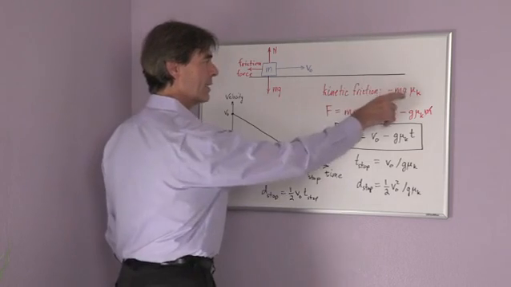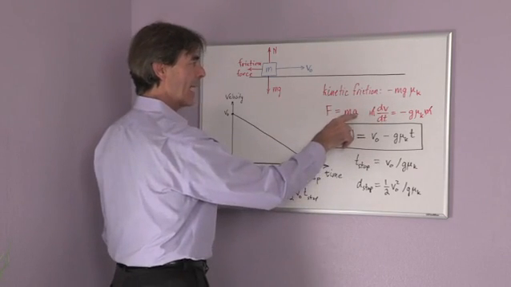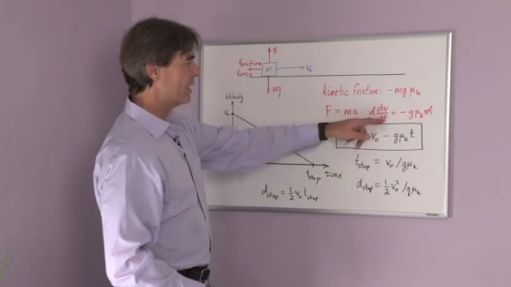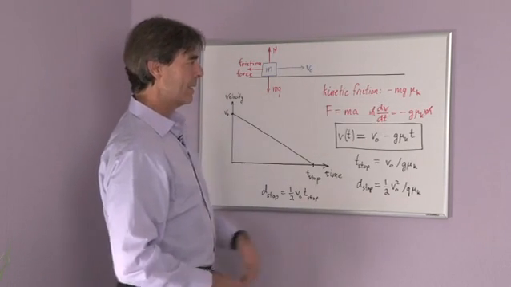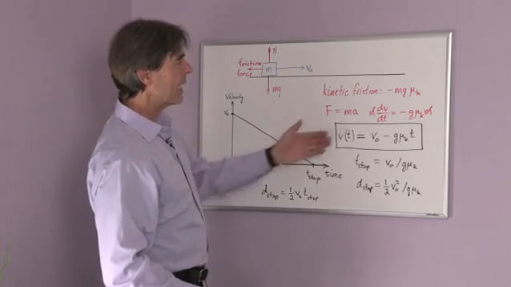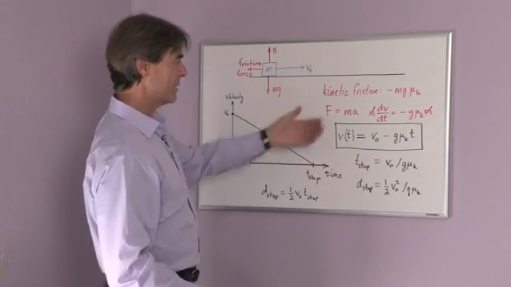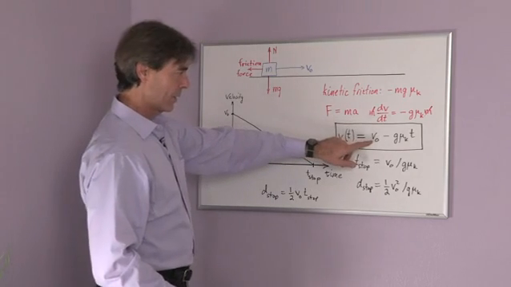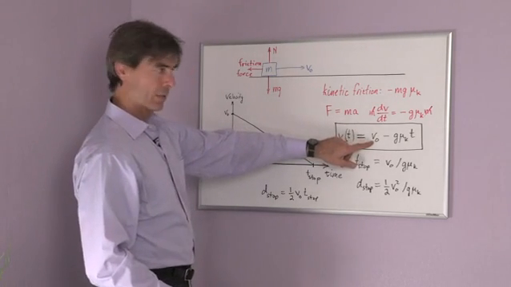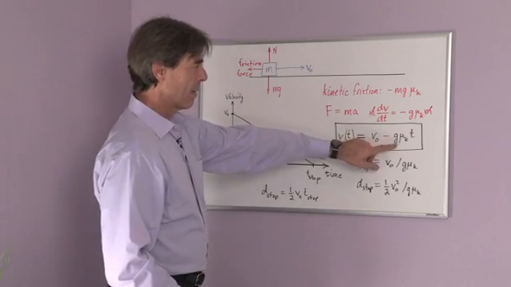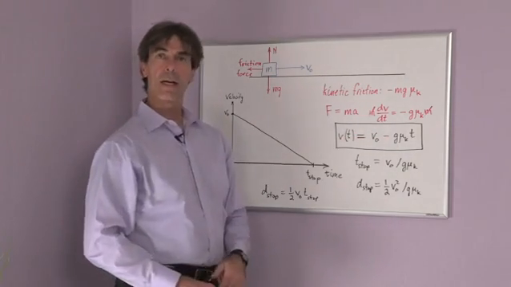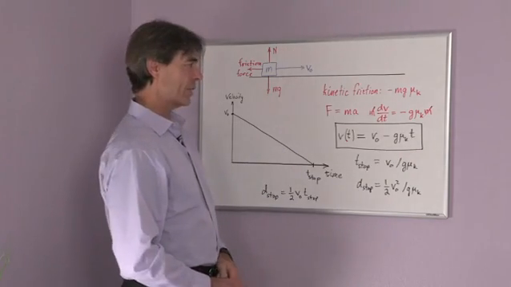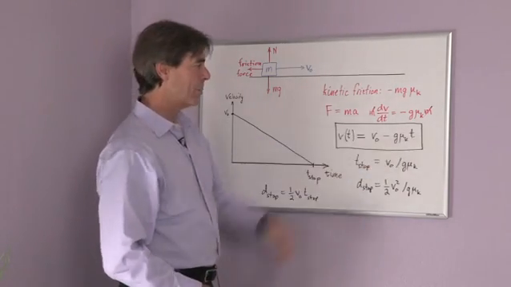I set these two expressions equal, and for the acceleration a, I use the change of velocity with time, dv/dt, and I come up with this formula which has the solution. The velocity as a function of time is equal to my initial velocity v0 minus the gravitational acceleration g times the coefficient of kinetic friction times time.